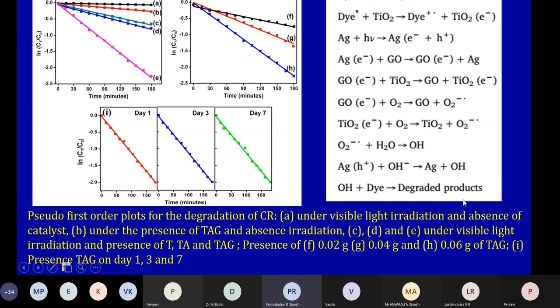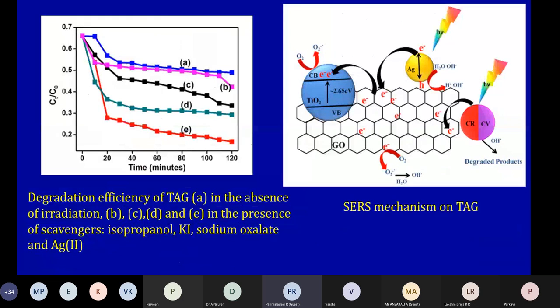Okay, so this is what happens when you add our nanoparticle in dye, it gets easily degraded. So wastewater with dye can easily be degraded using this nanoparticle. Okay, normally this will take place.